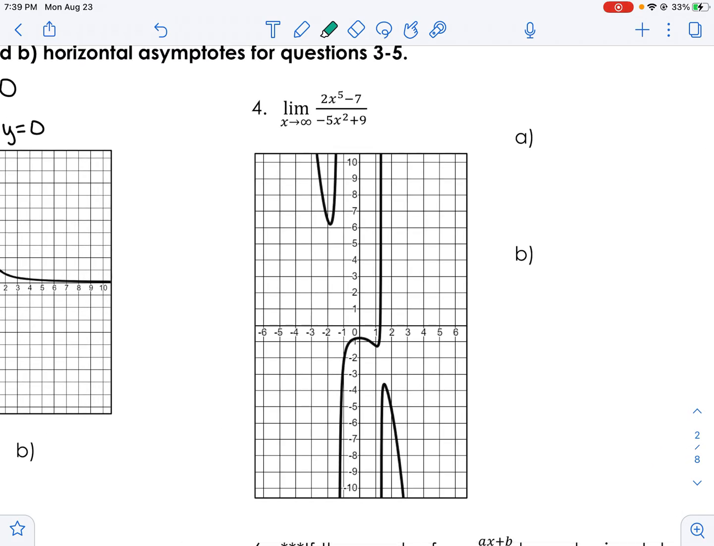Looking at number 4, the degree of the numerator is 5 and the degree of the denominator is 2, which means the limit does not exist because it is bigger on top. When it's bigger on top, the limit does not exist. And for the asymptote, there is not one. So there's none.